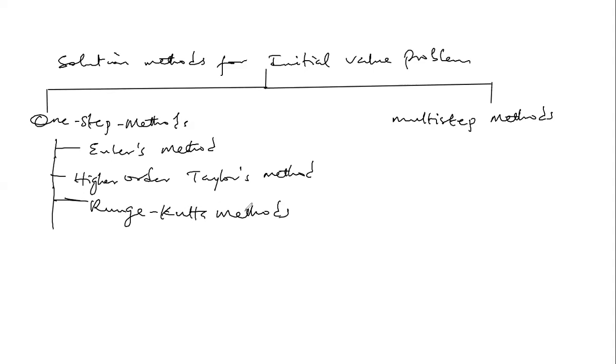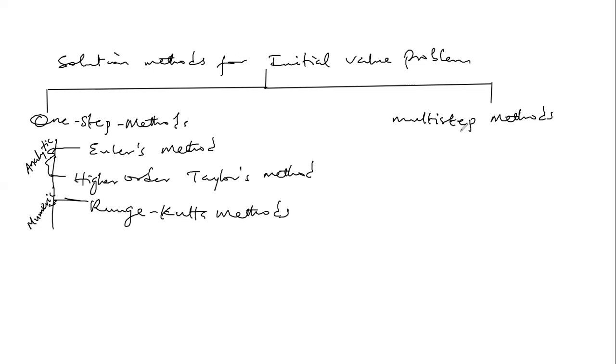The idea is that the Euler's method and the higher order Taylor's method form a group of analytical methods. These are analytic. And while the Runge-Kutta forms numerical methods, numeric. Okay, so we'll come to that later.